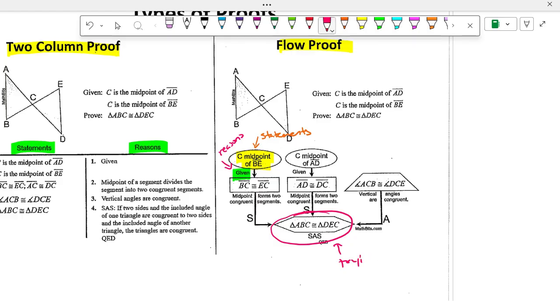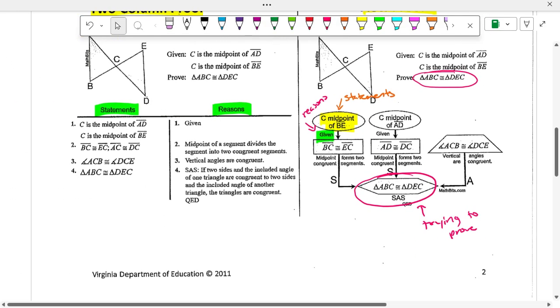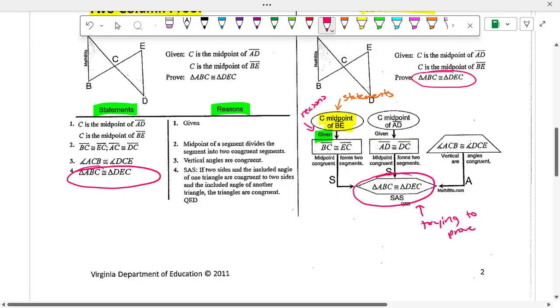So whatever you're trying to prove is always going to be your last statement of your proof. So they ask us to prove that those two triangles are congruent. That should be the last statement of your flow proof. And it should be the last statement of your two-column proof.